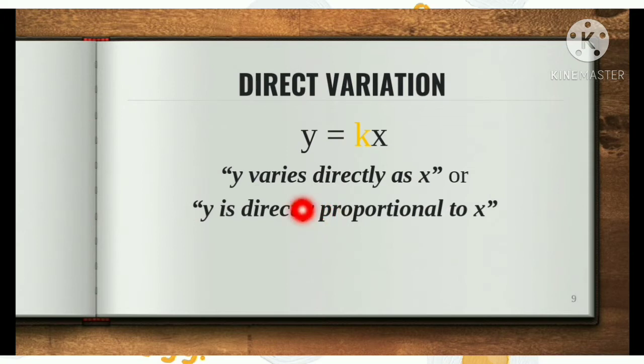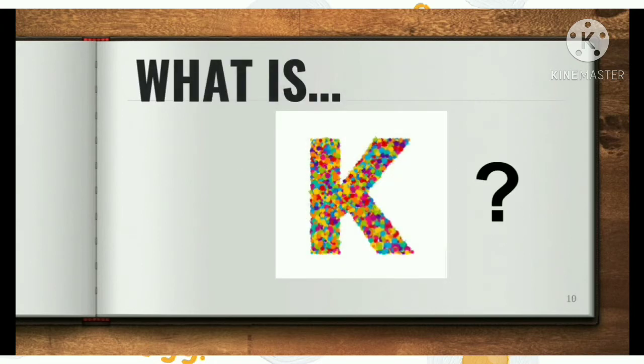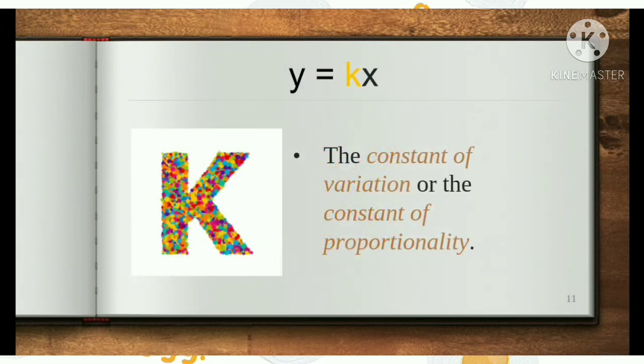So the variable that appears first in any direct variation statement, in this case y, will be isolated on a particular side of our equation, as you can see here. And then the second variable that will be mentioned, in this case x, will be multiplied by k. Now, what is k? So the k is the constant of variation or the constant of proportionality that relates the two variables in our equation, which are y and x.